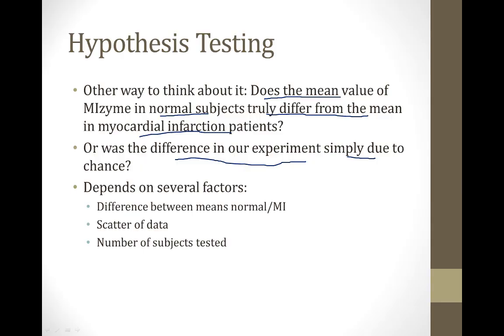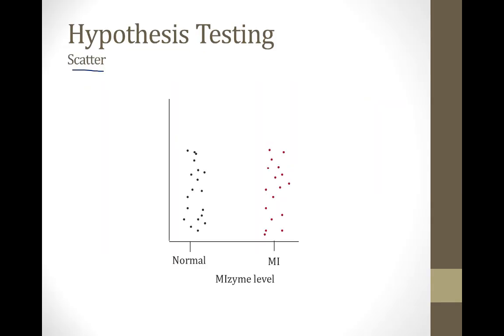So whether or not this difference is real or due to chance depends on three important factors: the difference between the mean values between the normal and MI patients, the scatter of the data points, and the number of subjects tested. And in the next few slides, I'm going to go through this to help you understand how we use hypothesis testing to determine whether differences between means are true or due to chance. So let's talk about the scatter of the data first.